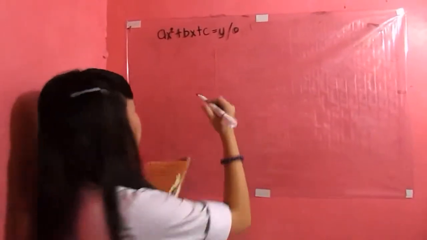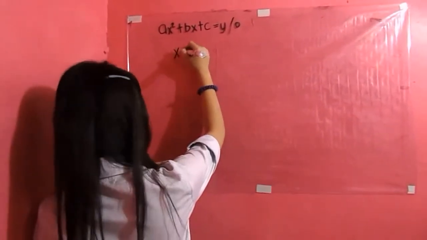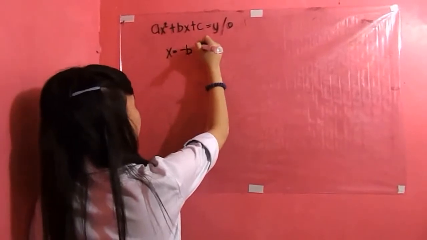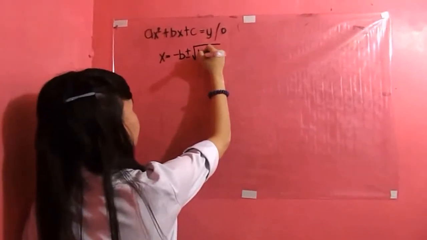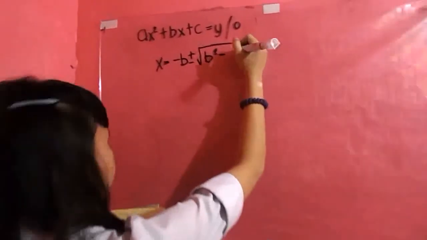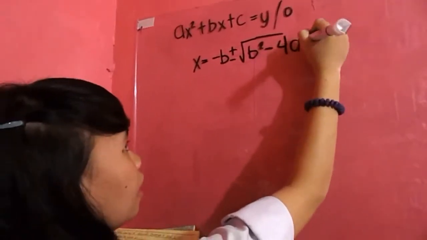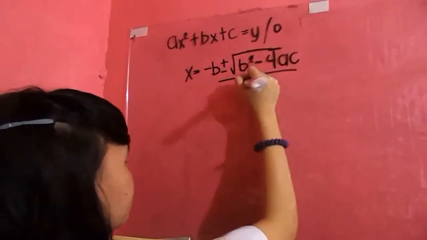The value of x is given by x equals negative b, positive or negative square root of b squared minus 4ac, over 2a.